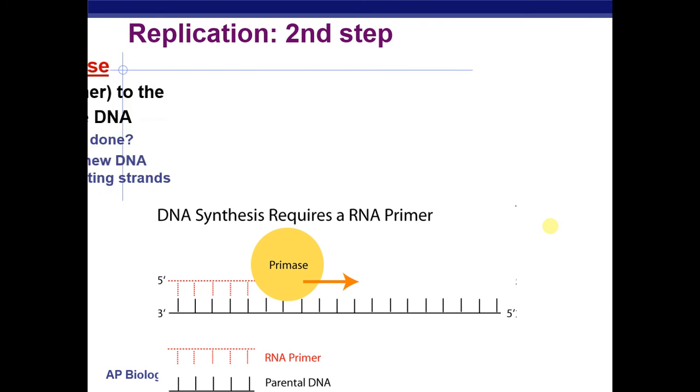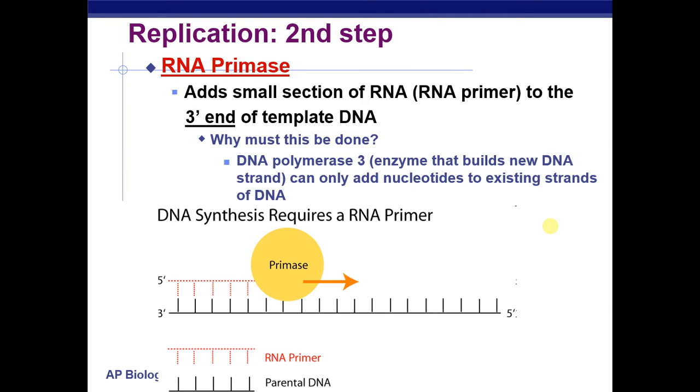The second step, another enzyme called RNA primase is going to add what we call a primer. It's just a small section of RNA to the 3' end. Here's the 3' end of the newly unzipped DNA. So here's the primase just adding that little primer.